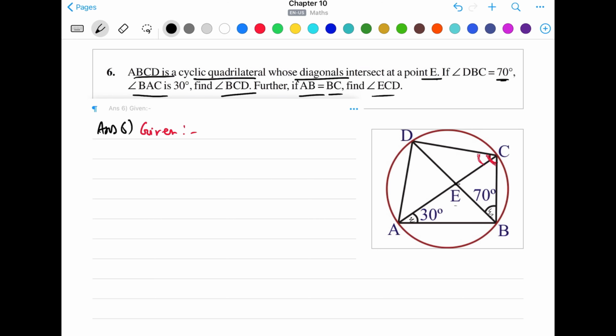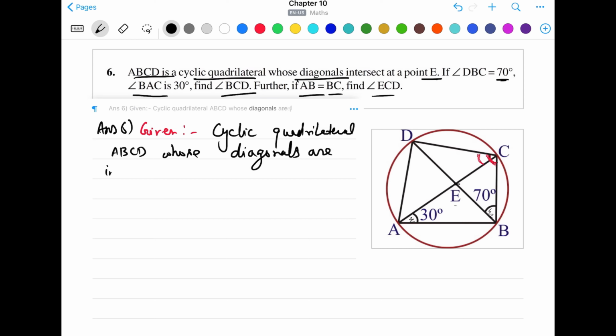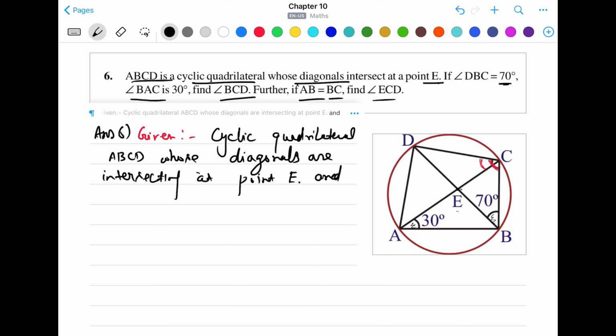Given here is a cyclic quadrilateral ABCD whose diagonals are intersecting at point E. Angle DBC is equal to 70 degrees and angle BAC is equal to 30 degrees.